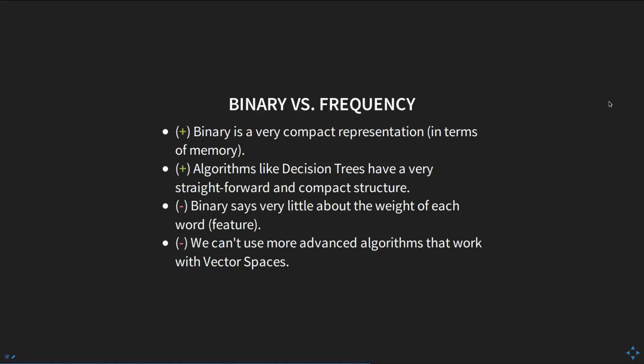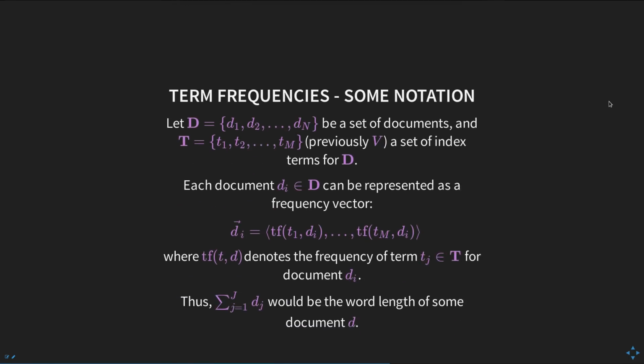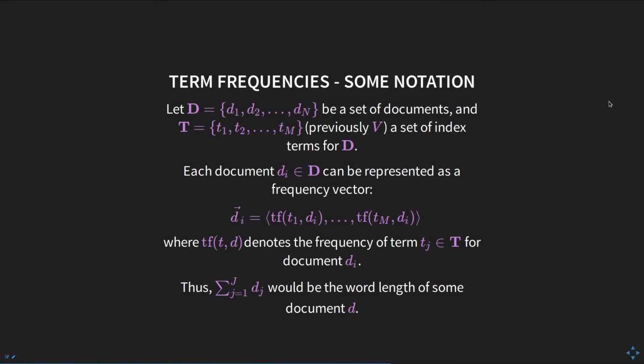Now, on another upside, decision trees and several other classifiers work very well with binary data, and they actually become very interpretable because it's only yes or no, and you get this real rule output. However, as I said, we can't really use the vector spaces to our advantage using binary representations, and this is something we ideally want to do. So rather than binary representations, we use term frequencies.